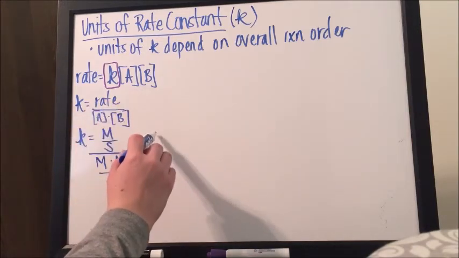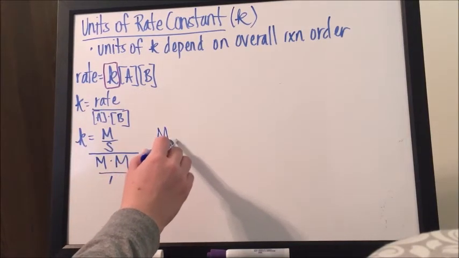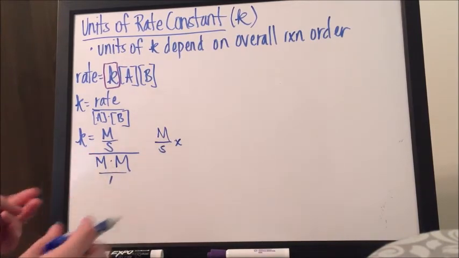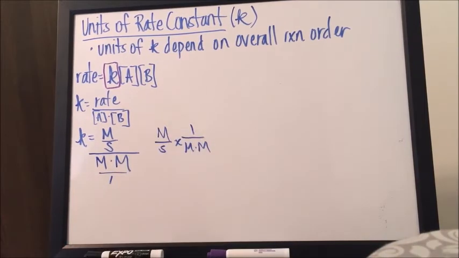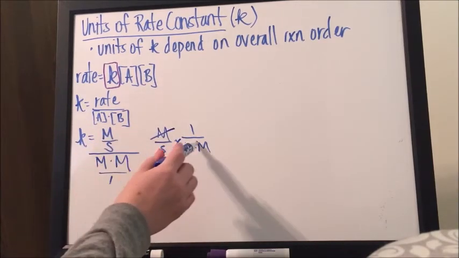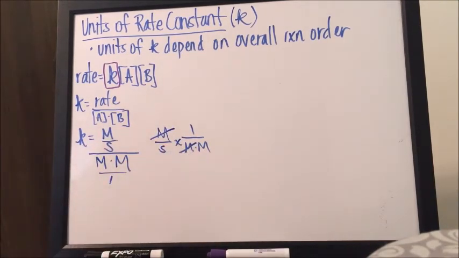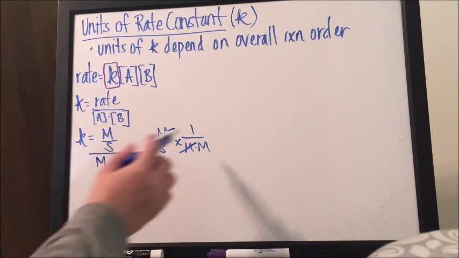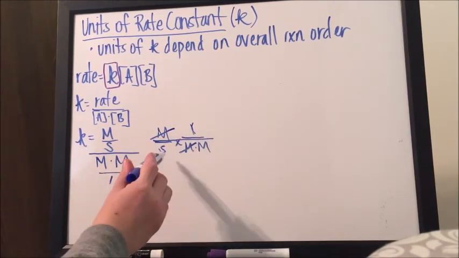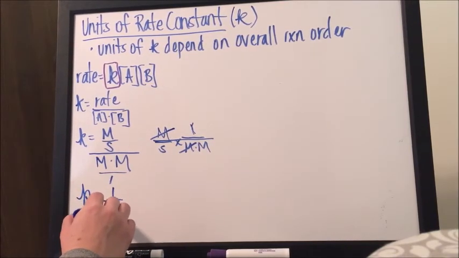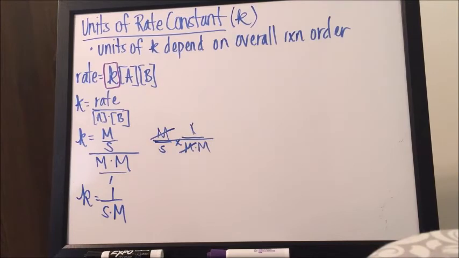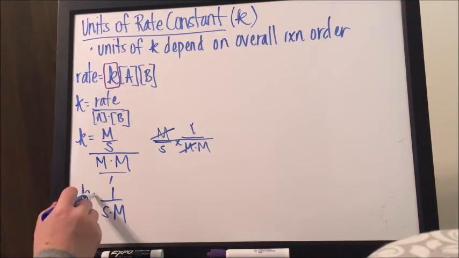So if you look, you would take this and you would flip it to make your reciprocal. So 1 over M times M. And now notice, does anything cancel? Well, one of these cancels with one of these. And what do we have left? We have 1 over s times M. Okay, which is a perfectly acceptable unit for K.